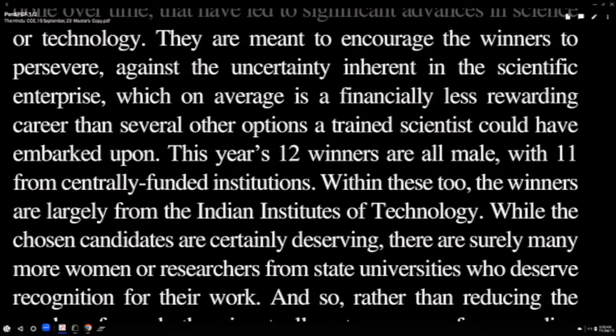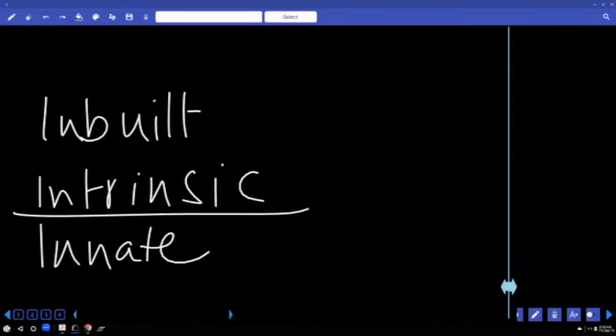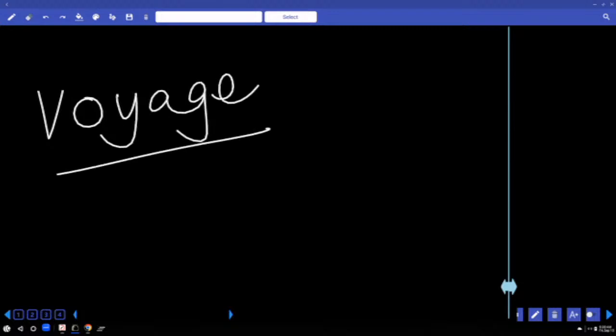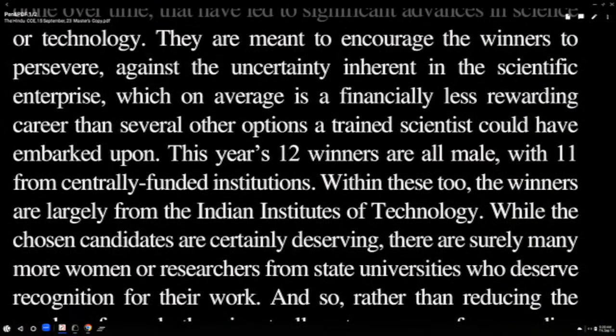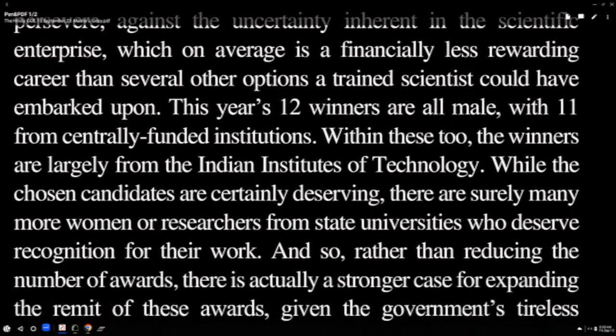Usually it goes, in olden days they would use this. It would go with, write the word voyage. You all know the meaning of the word voyage. Nowadays we don't use that word. In olden days it was quite popular. Embarked upon. This year's, how many winners?